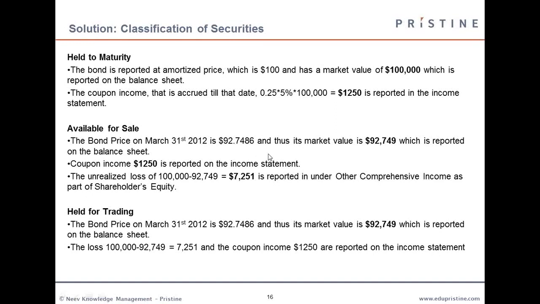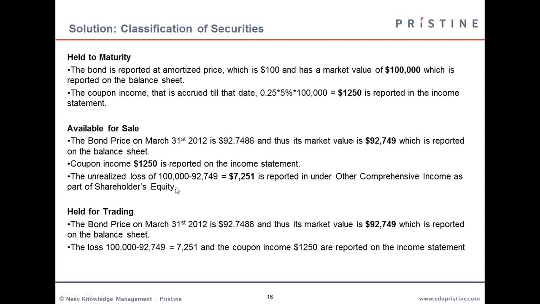So the market value also has changed to 92,749. So this is reported in the balance sheet in case of available for sale securities. In held to maturity securities, although the price changed, we report the market value as $1 lakh itself, not 92,749, which is a new value. And the coupon income is of course reported on the income statement.